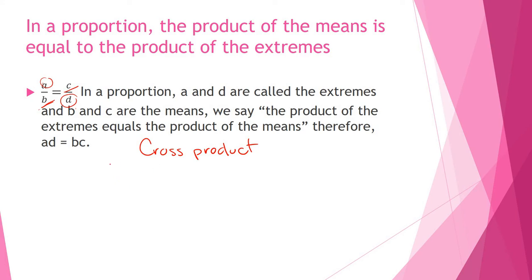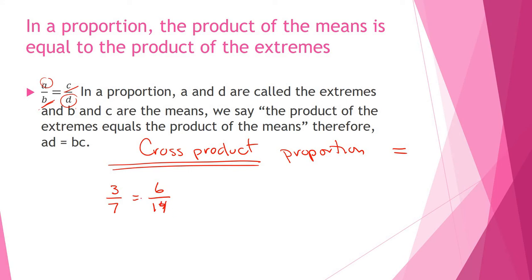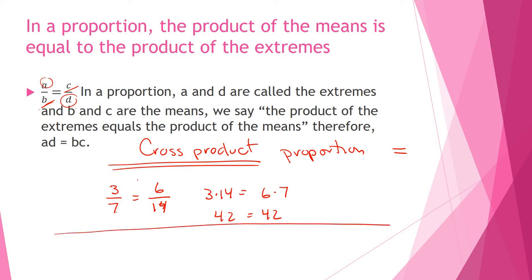Now, I do not want you to confuse things. This is used for a proportion. This is used when two fractions equal each other. So if I have 3 over 7 equals 6 over 14, I can say that the product of the extremes, 3 times 14, equals the product of the means, 6 times 7. If I multiply 3 times 14, I get 42, and 6 times 7 is 42. That's what we use cross product for when we have two fractions equal to each other.